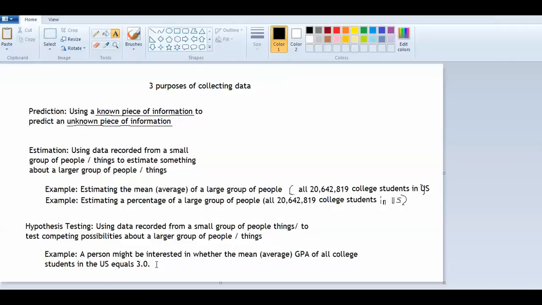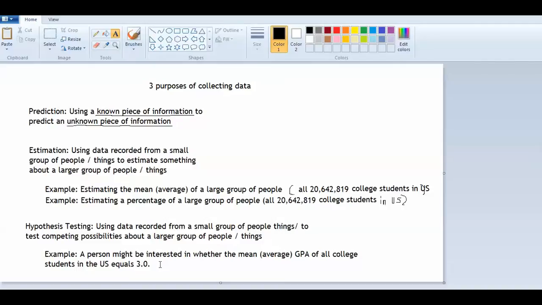In that case, the person is interested in two competing possibilities. Possibility one is that the average person in the US gets 8 hours of sleep per night. Possibility two is that the average person doesn't get 8 hours of sleep per night. And the person could record the sleep time. The person could recruit a certain number of volunteers and ask those people how many hours of sleep do you get per night, and the person could use that data to make the decision between those two competing possibilities.